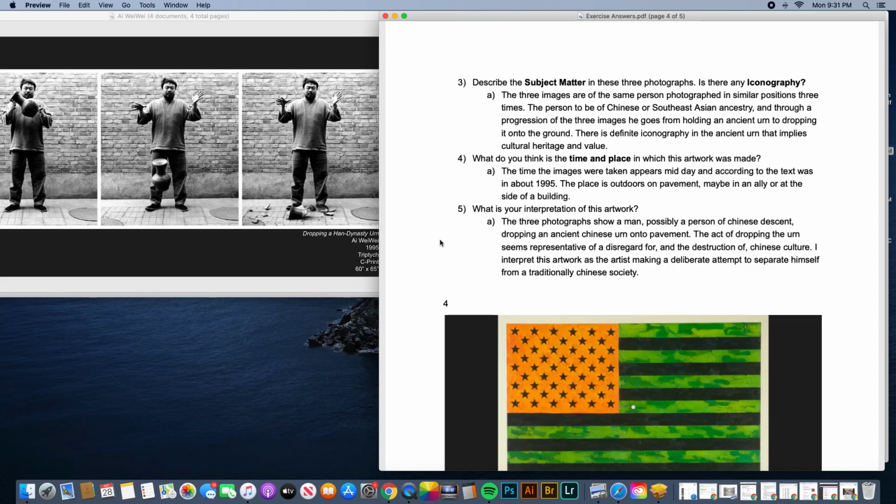The reason why I spoke of the race or the apparent race of the man is because I'm trying to draw a connection between his nationality or ethnic origin and the Han Dynasty urn.